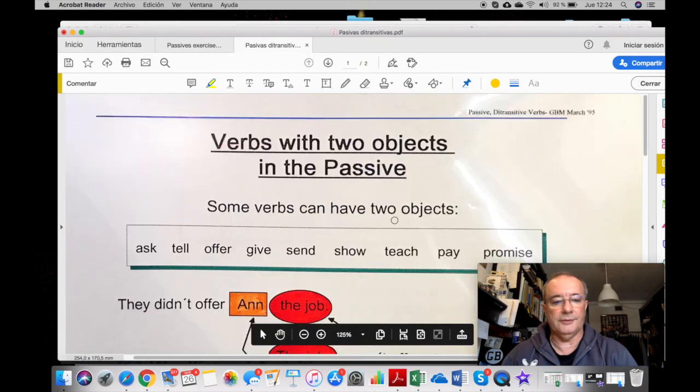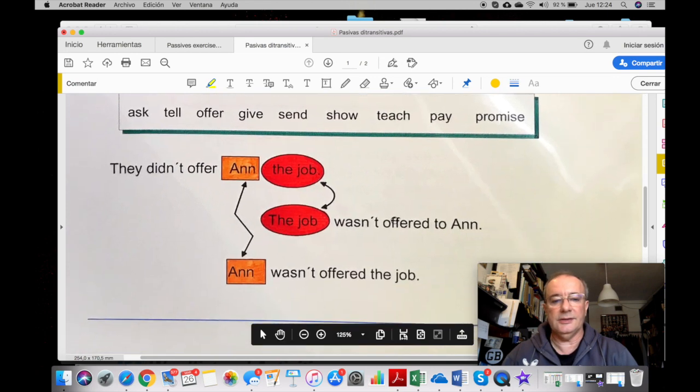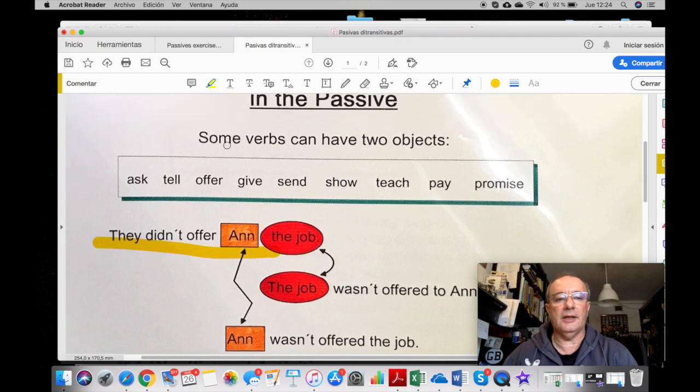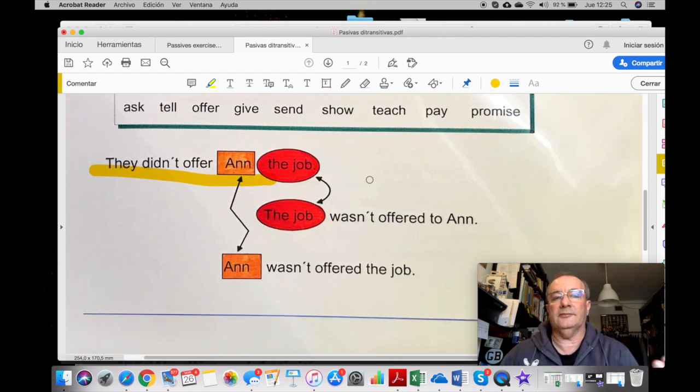Let me show you the first one. Okay, here you can see the basic structure for the transformation from the active voice that you can see at the top to the passive voice that you can see below. Now here at the top you have some verbs that can have two objects. So these verbs, ask, tell, offer, give, send, show, teach, pay, and promise, normally can have two objects. They are typically used with two objects, so these verbs could have two possible passive voices, okay?